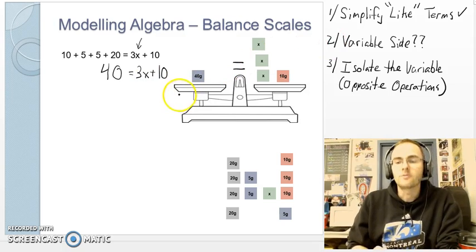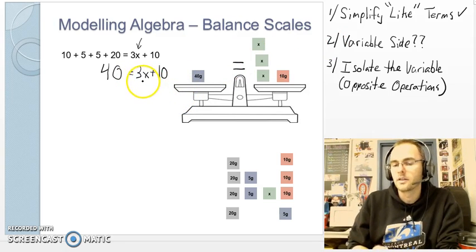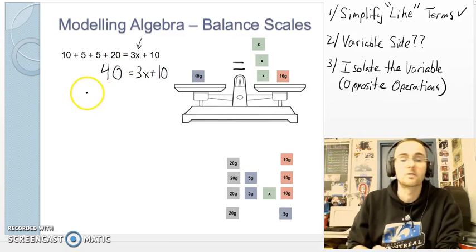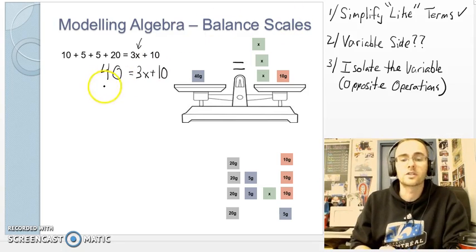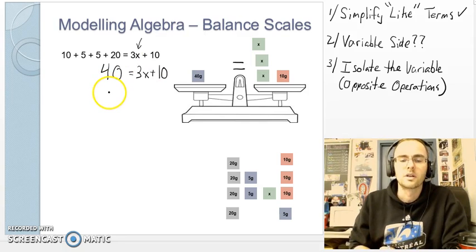Next step, we have to decide on a variable side. Sometimes in algebra, you can have an equation where there's variables on one side of the equal sign, and on top of that, there's variables on the other side. You always want to select a side of your equal sign that's going to represent variables, and on the other side, it's going to represent constants.